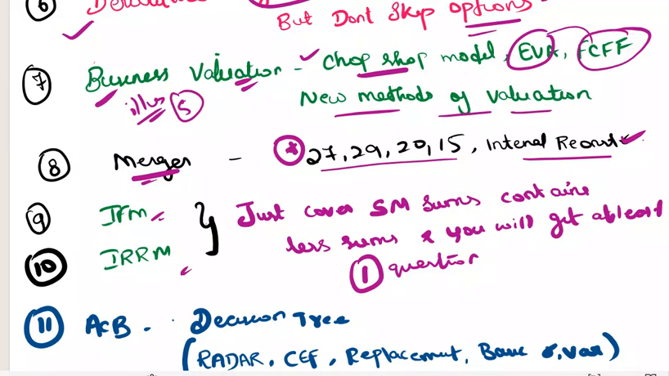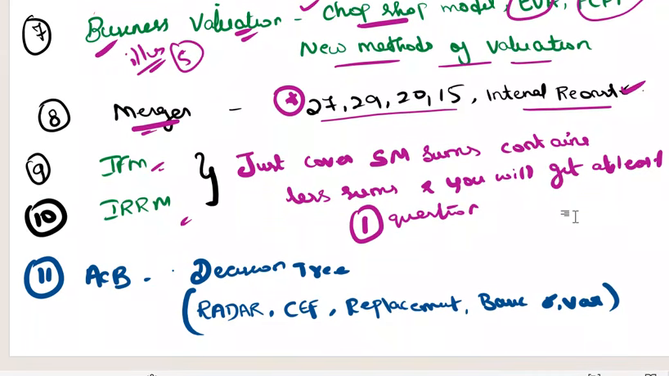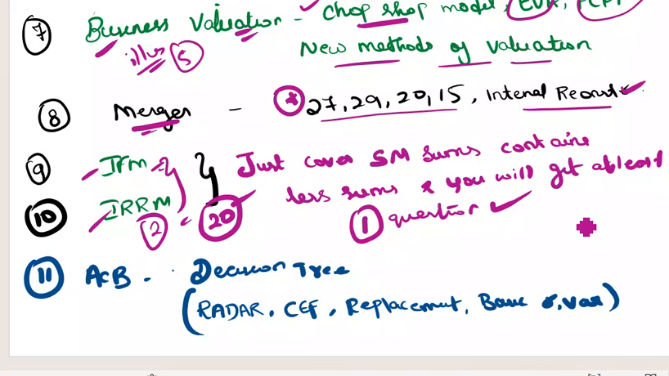Next, IFM and IRRM. Please do all the questions in your study material. Here you should not skip any question. Please be thorough with all the questions in your study material, because ultimately you are going to study only 20 questions maximum. If you study these 20 questions, definitely you are going to get one question, either IFM or IRRM. If it is a very good position, then you may get 2 questions also. This is approximate, maybe less or maybe more.